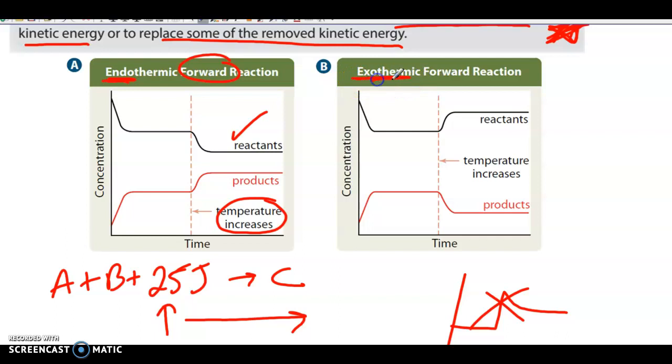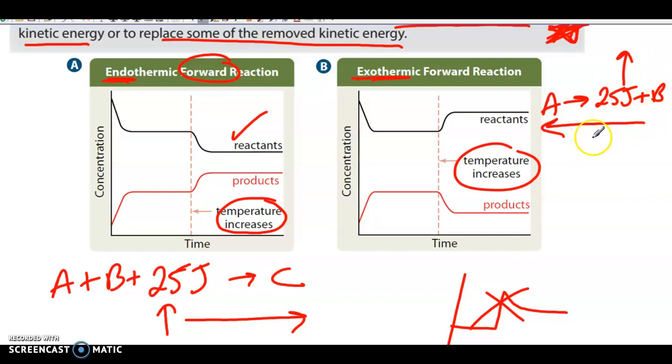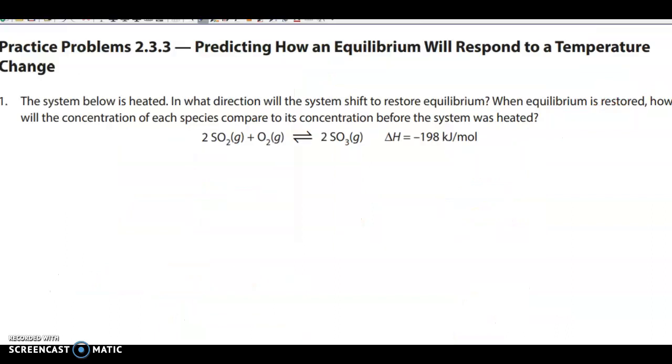Okay, so exothermic reaction. That means you have energy on the product side. So if we were to increase the temperature, that's the same thing as saying we're going to increase a product. It's going to shift to the left to try and use that energy up. So what ends up happening is the products are decreasing and the reactants are increasing. So it should make sense with what we've been talking about.